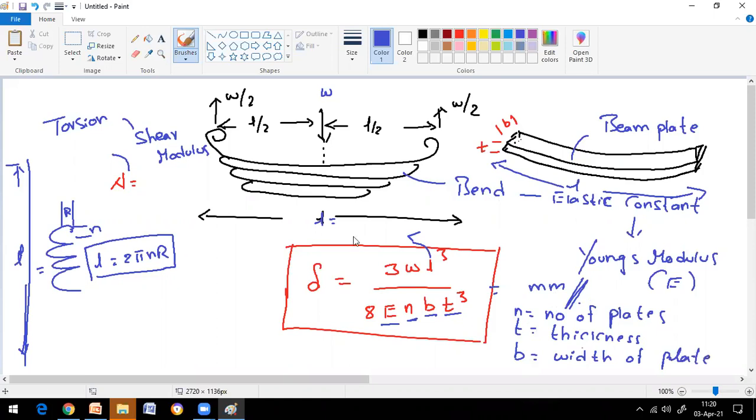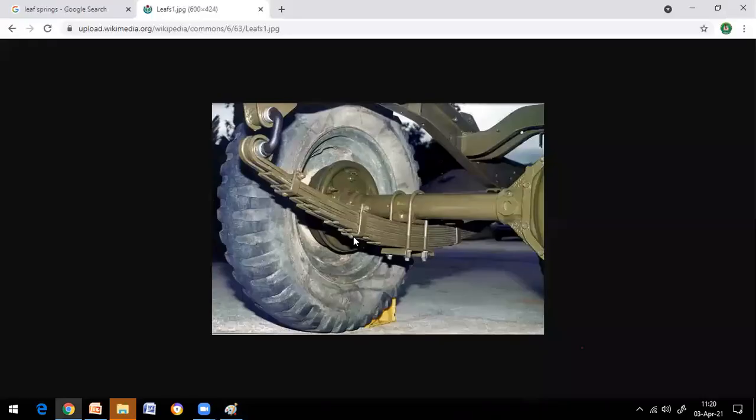Even you can see it here. If you see the first plate, the width is, so this is the width, and the thickness, each plate has one thickness. So if you see, every plate has the same width and the same thickness. So that is what the deflection formula is written as 3WL cube by 8ENBT.